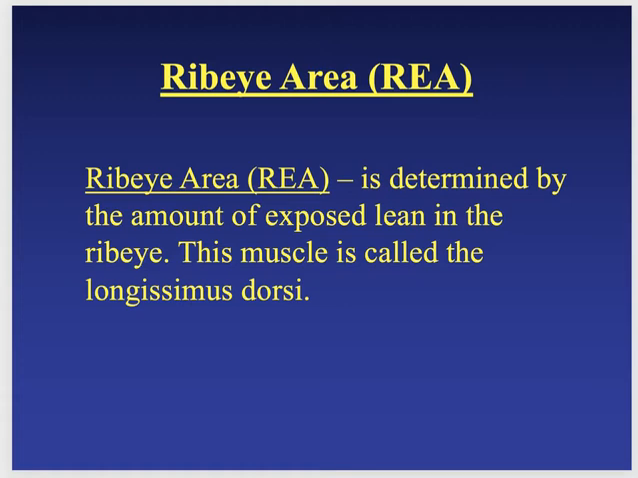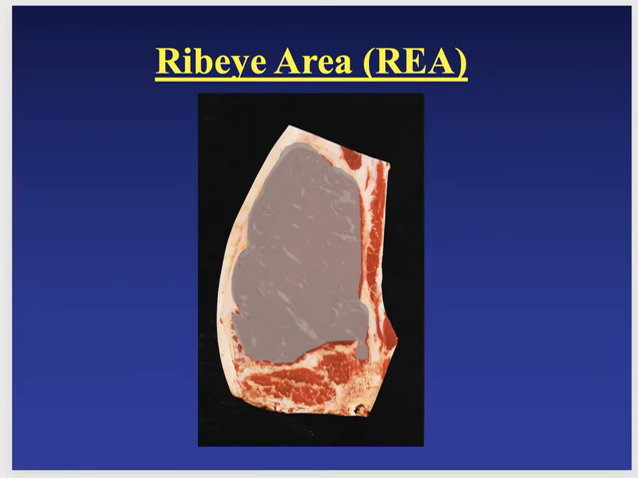The ribeye area is determined by the amount of exposed lean in the ribeye, and this is the muscle that we've been talking about that's called the longissimus dorsi. We base a lot of the carcass value in our industry off of this one muscle, and it's very important for us to realize anatomically which one it is. So if we look at this picture right here, here's our ribeye area where the gray is. It's a little shifted over a little bit, but you get the point that it's basically everywhere that you would figure marbling if we were thinking about beef quality grading.